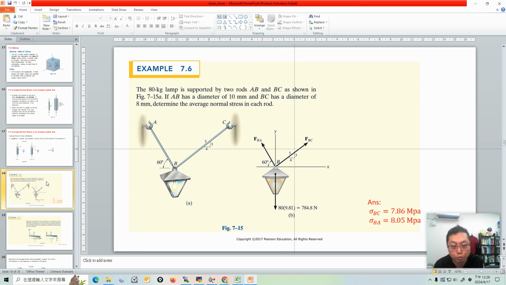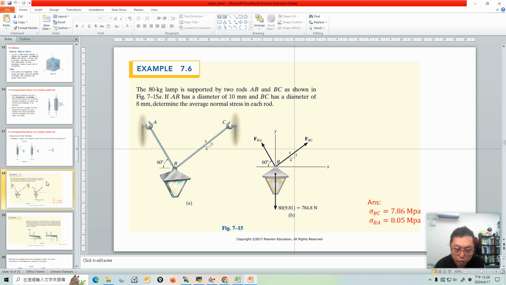And what's a normal stress? It's the normal force divided by area. And be careful: in normal stress calculation, your force and your surface must be in the same direction. Here in this example is a lamp. An 80 kilogram lamp is supported by two rods, AB and BC, and it gives you the diameter of AB and BC.